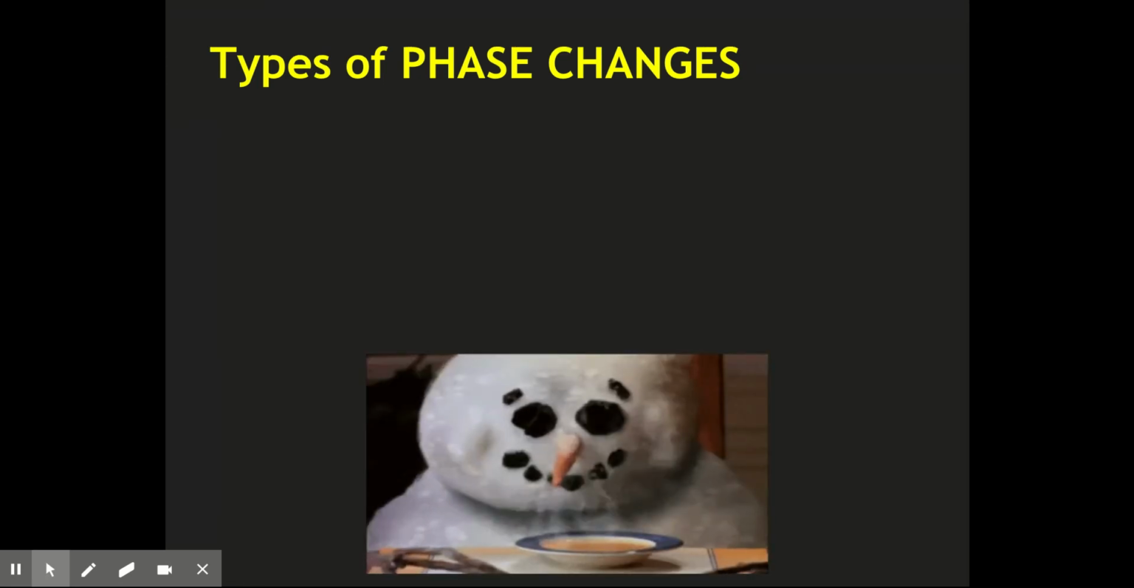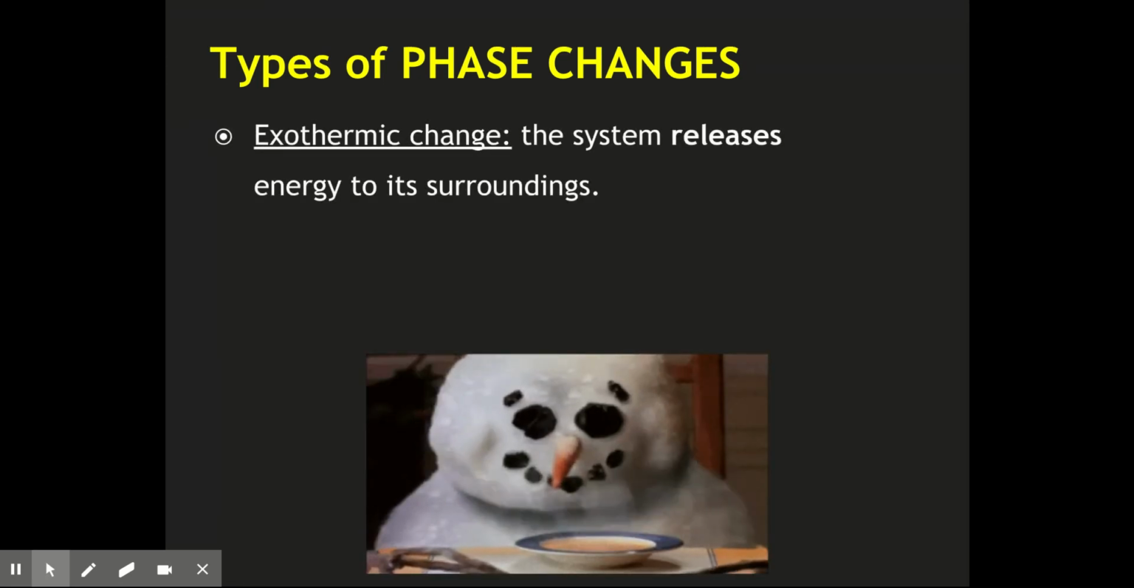The next type of phase change is called exothermic. The system releases energy to its surroundings. So think of exo as outside, like the exoskeleton of a lobster, right? The shell of the lobster is its exoskeleton, so it's outside of its body. So when you think of the term exo, it's outside. So the system is releasing energy to its surroundings.